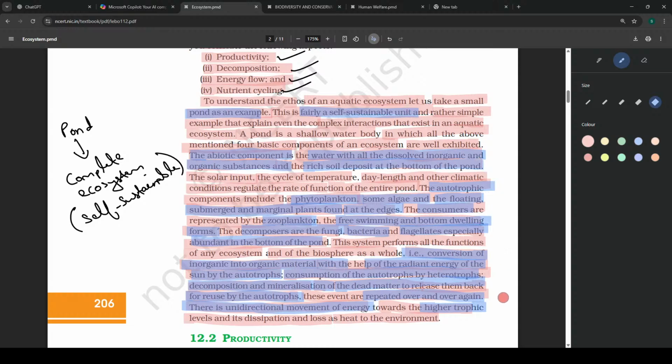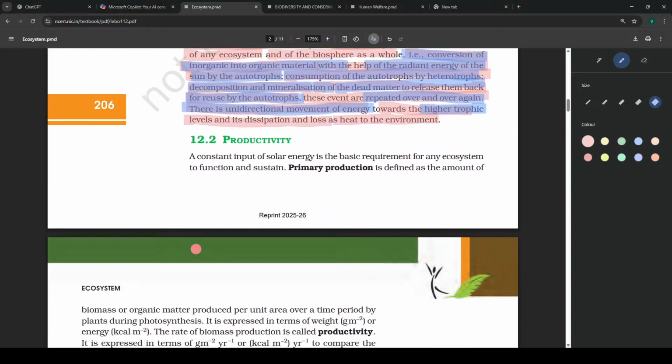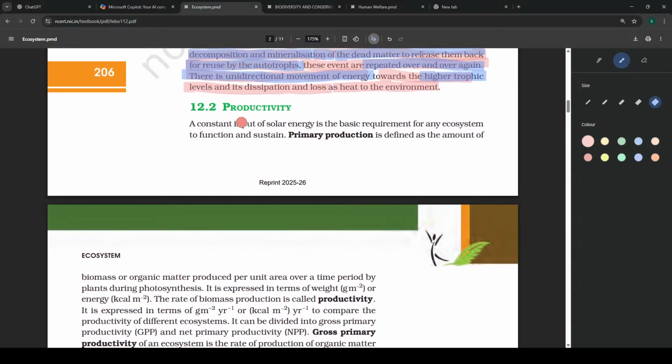Okay, coming to productivity. A constant input of solar energy is a basic requirement for any ecosystem to function and to be sustained. For any kind of ecosystem, solar energy is the main source of energy, and without an input of energy, an ecosystem cannot be sustained. Okay, let's read first and I'll explain later.